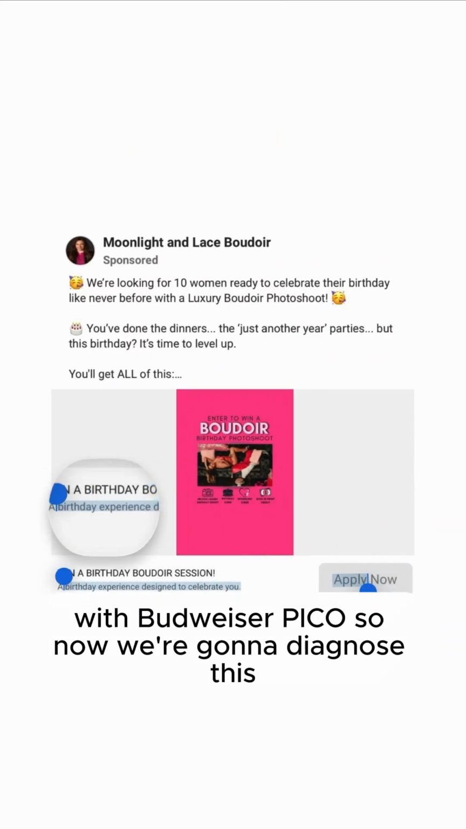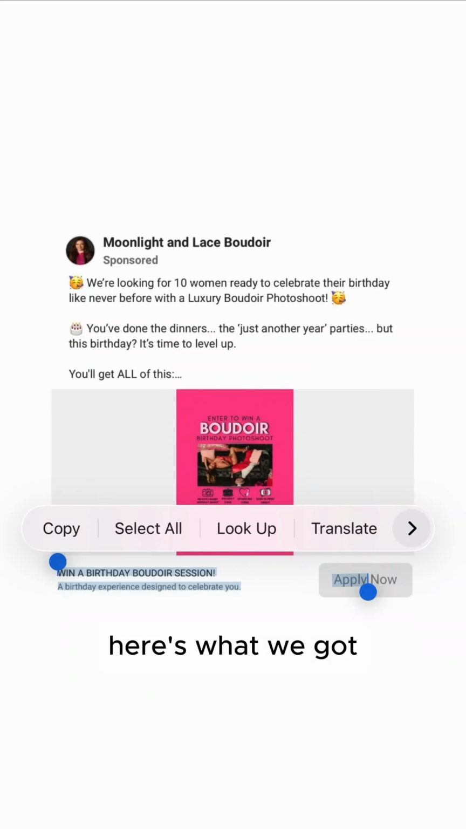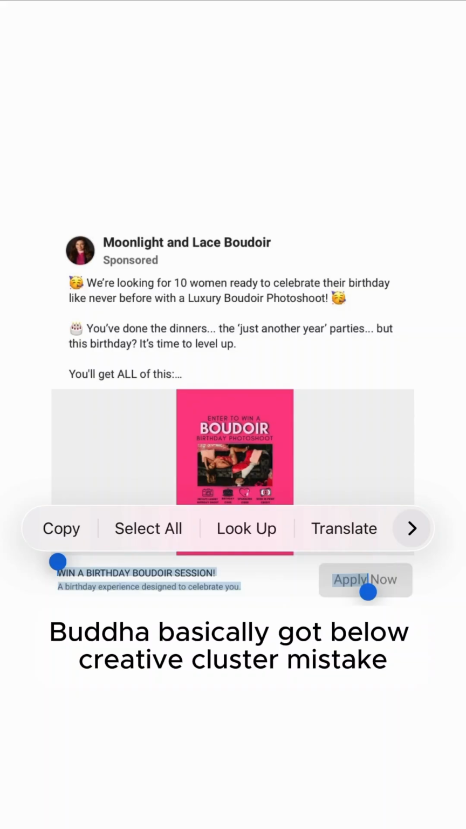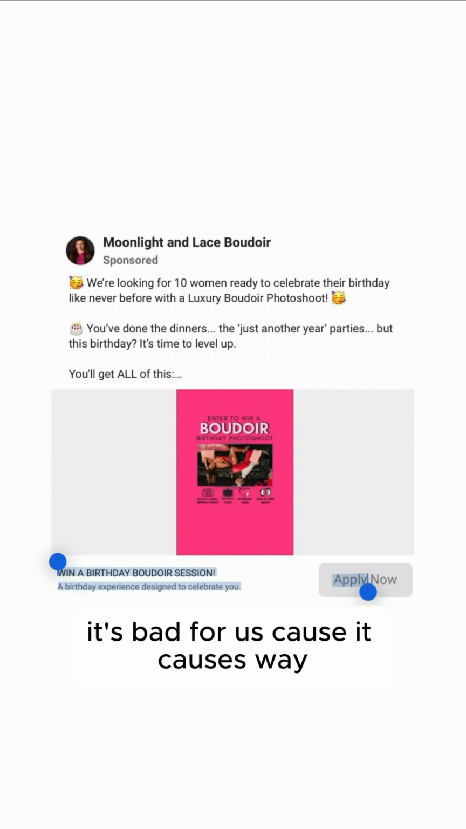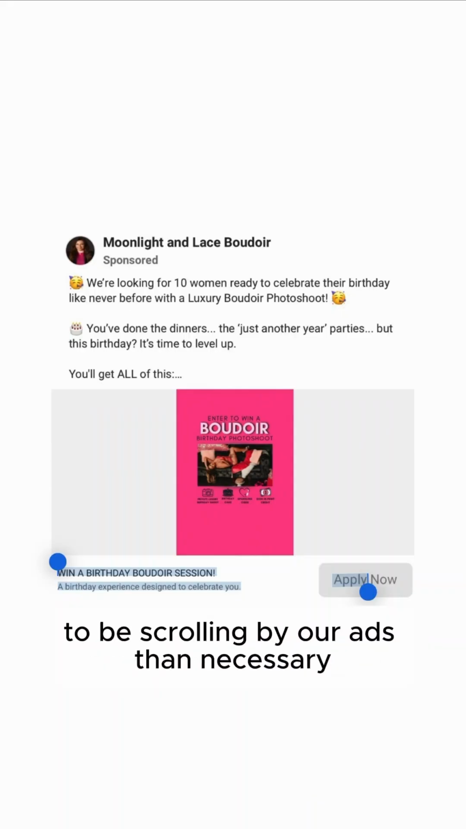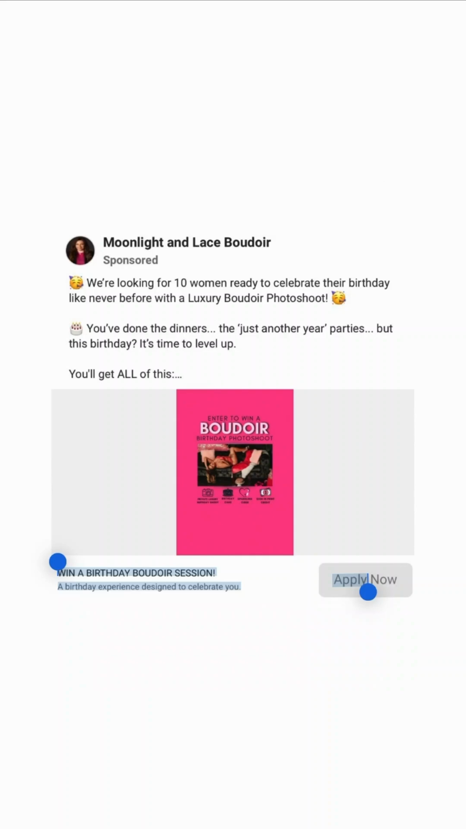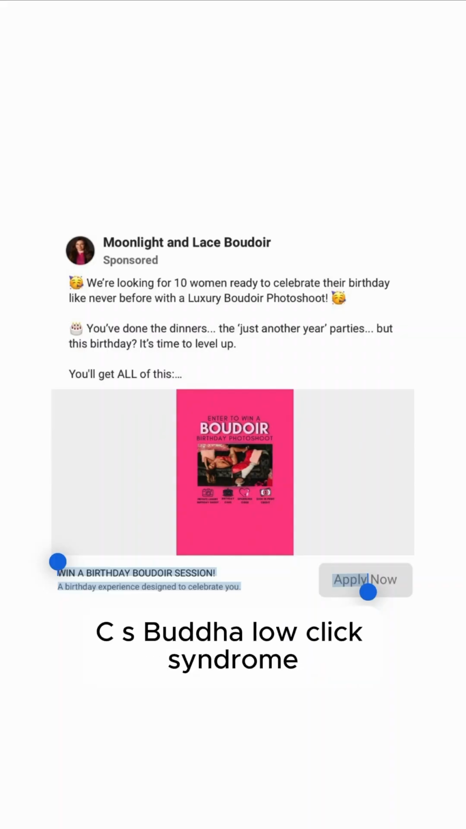So now we're going to diagnose this, see what we got going on. What I'm seeing right now is we got a Boudoir below creative cluster mistake. That's what we got going on right here. So we're actually trusting what Facebook is telling us to fill out for our Boudoir Facebook ads. But that's actually good for Facebook. It's bad for us because it causes way more women to be scrolling by our ads than necessary. And as a result, we're causing more women to scroll by, pulling our unique CTR all under 6%, leading to BLCS, Boudoir low click syndrome.